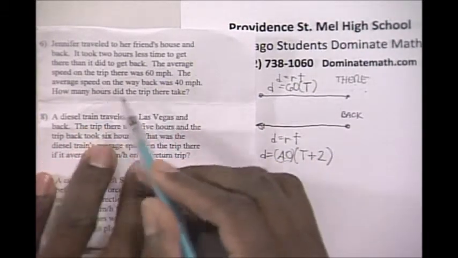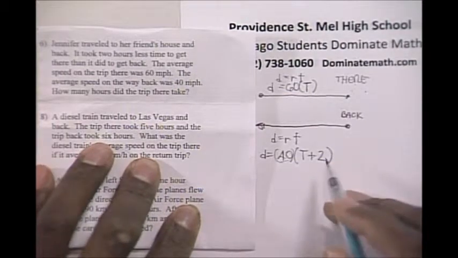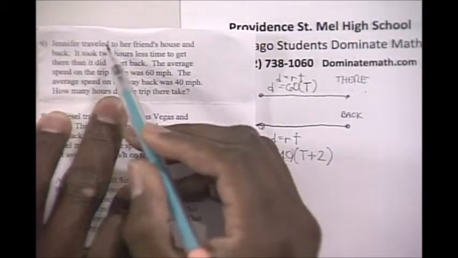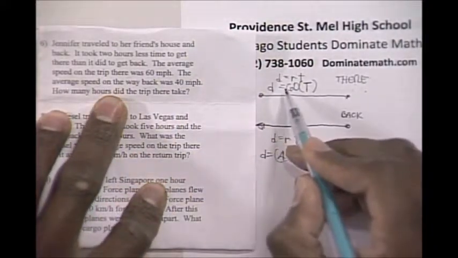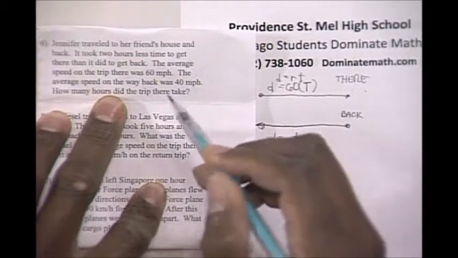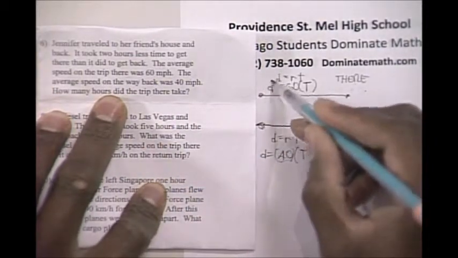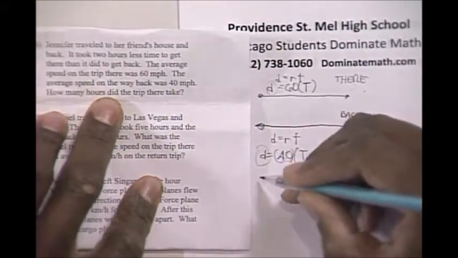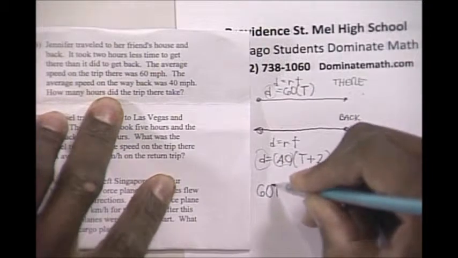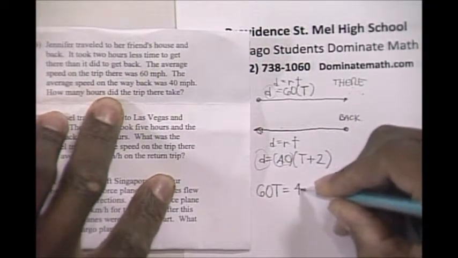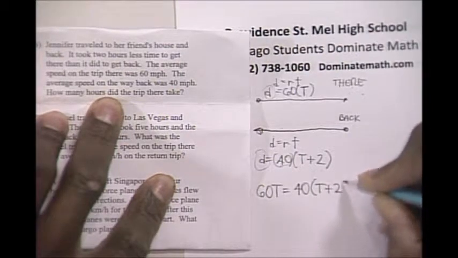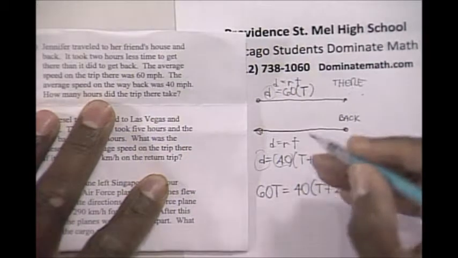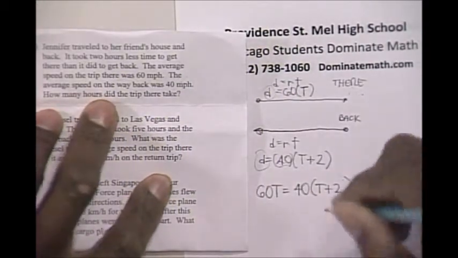It says, how many hours did it take to get there? To solve for time here, observe the first sentence: Jennifer traveled to her friend's house and back. That first sentence is important because the distance there is going to be equal to the distance back. So you set up an equation: 60t is equal to 40 times t plus 2. You have a problem that involves both algebra, distance equals rate times time, and a relatively decent diagram.